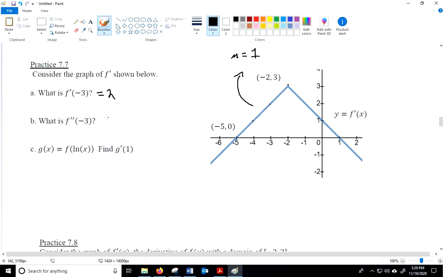What is f double prime of 3? Well, if this is a graph of f prime, then f double prime is the slope of f prime, which is just 1. We just figured that out.